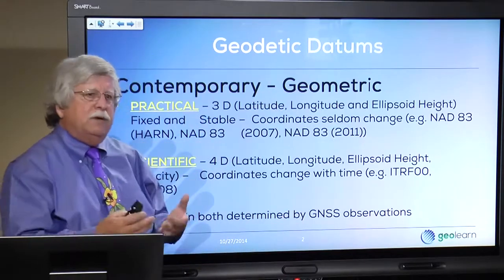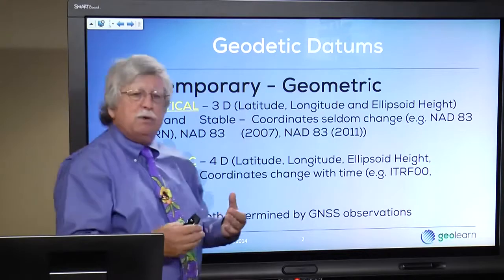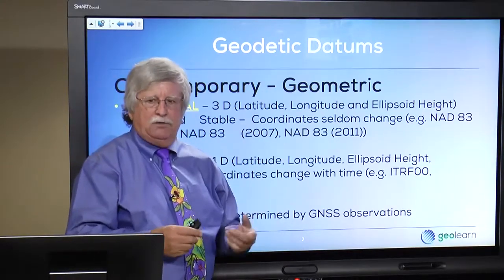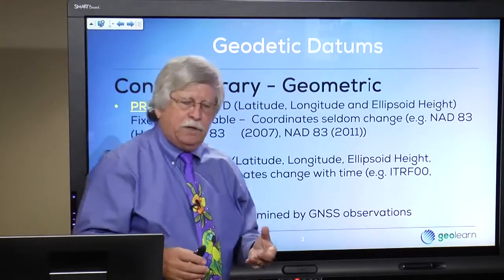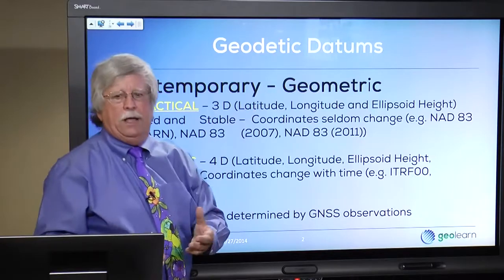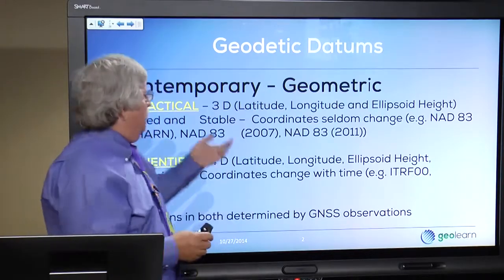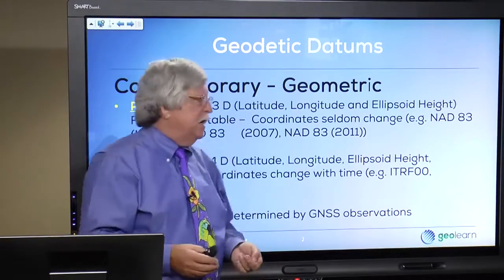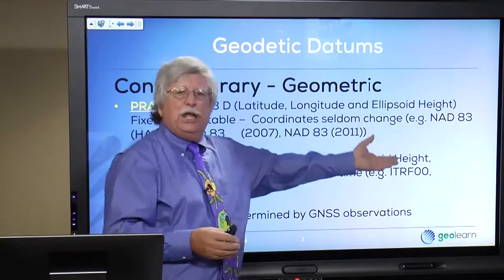And the development of geometric datums has only really been possible with the development of space-based positioning systems such as the global positioning system. Now, in general, the approach to this is one of two ways. A practical datum, that is one where the coordinates are collected using GPS or GNSS technology, and to the extent possible and practical, seldom change with time.